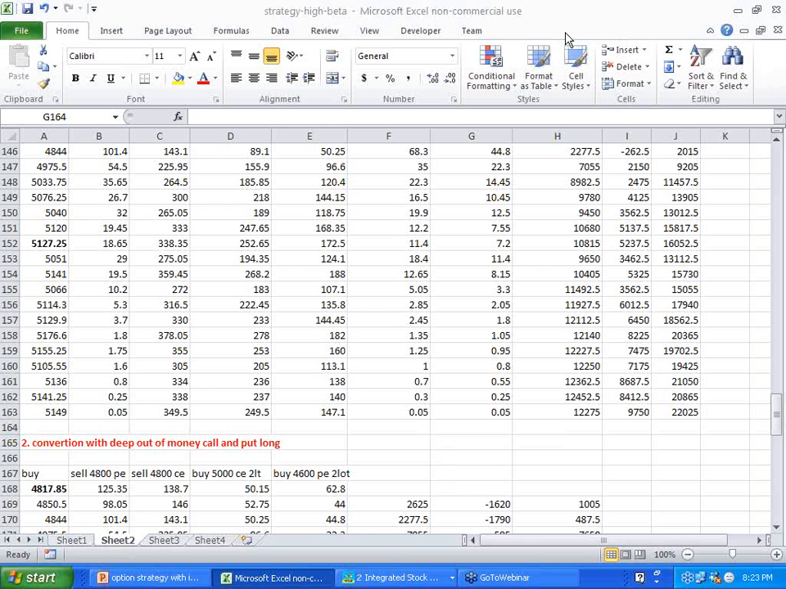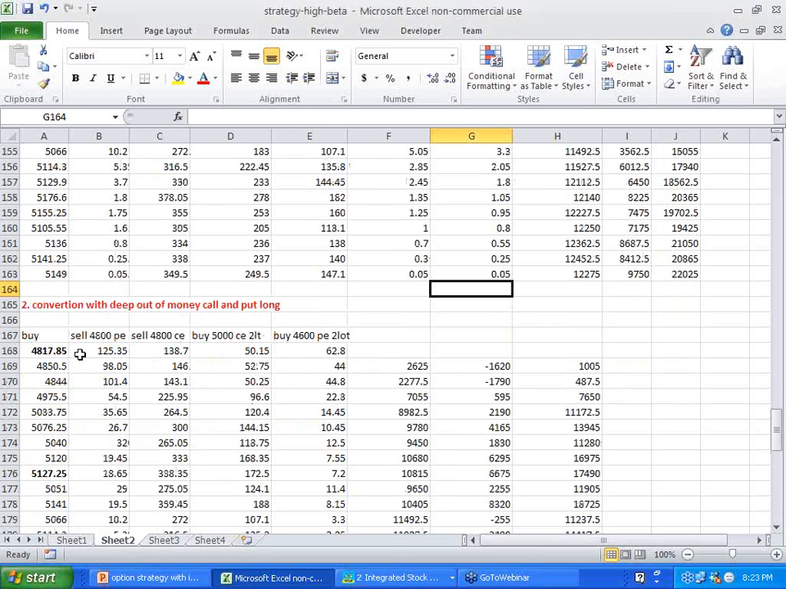Next alternative hybrid strategy, conversion with deep out of money call and put long. So same way, future purchased, sold the call option and put option. We bought 5,000 call option 2 lots. We bought 4,600 2 lots. Why two lots? Because by this process 13,000 I told you, 13,000 plus we are getting the premium. This much of money I am going to spend. I am not going to spend any 1 rupee more than this money. Means this is a maximum money I can spend.